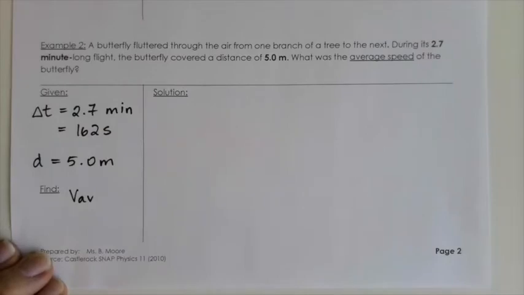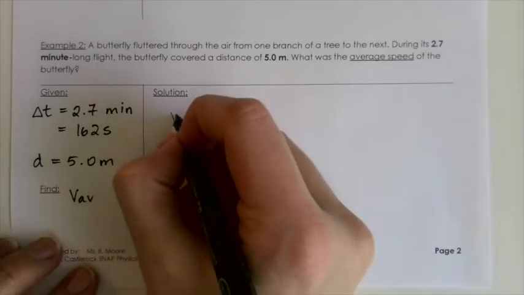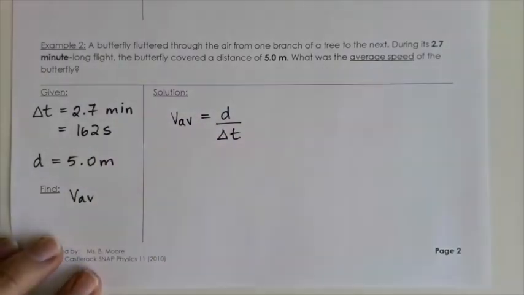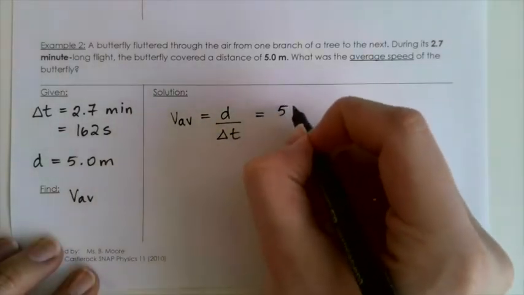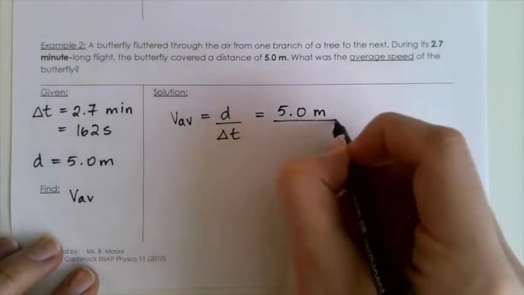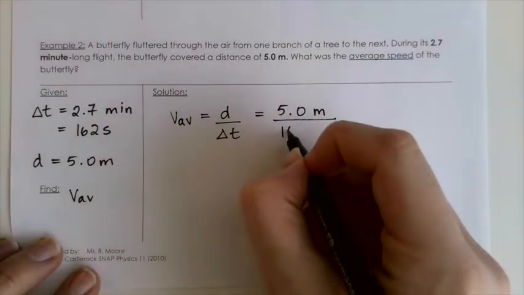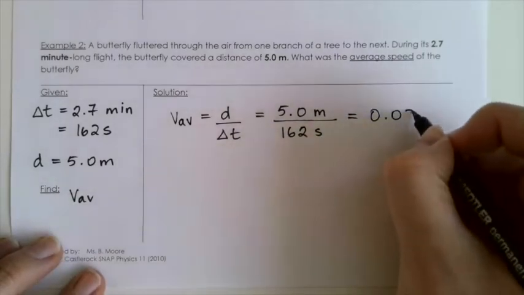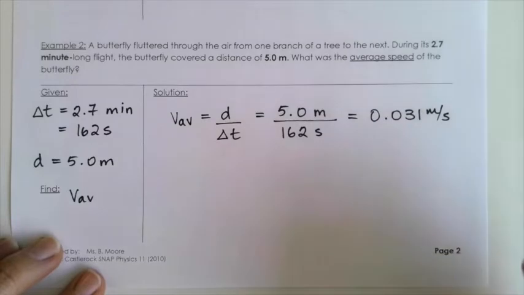Okay, so in example 2, we're looking for the average speed and not the average velocity. Therefore, we're looking for how much ground the butterfly covers in the given time interval. Our formula is average speed equals distance traveled per unit time. We don't have to rearrange this, so we can sub in right away that the butterfly physically travels 5 entire meters, and it does so in 162 seconds. Compute, and we get 0.031 meters per second.